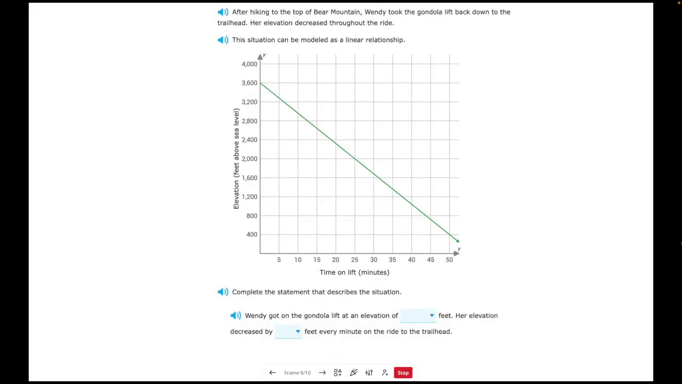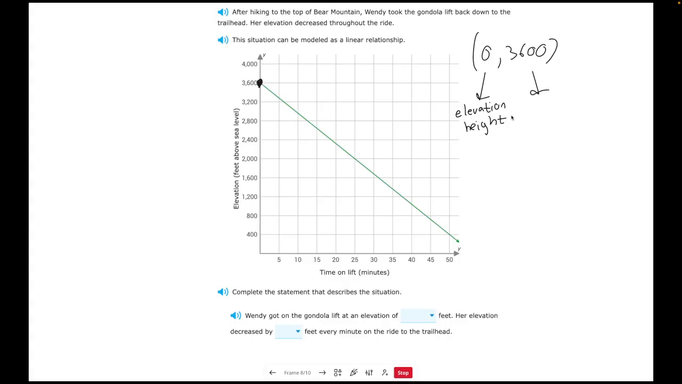All right, for these last types of problems, if you want to pause the video to read and look at the graph, I'll give you a second. All right, now that you've looked at this problem, we need to answer some questions about the slope and y-intercept. So let's start with the y-intercept here, which is 0, 3,600. And again, let's attach words to these. So 0 is her elevation, also known as her height.